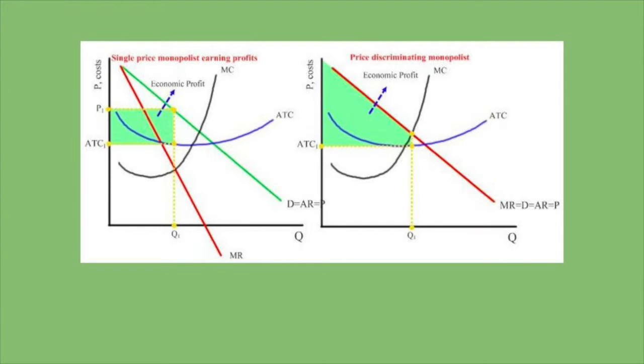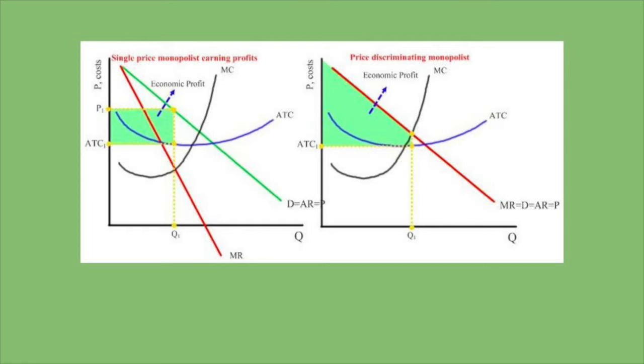And the last slide of this video here emphasizes that key point. The graph on the left on the slide shows a single price monopoly earning economic profit. You can see the single price that the monopoly charges, and the green area of the rectangle there is the profit of the monopoly, the distance between the one price it charges for all customers and the ATC. That difference is the profit.